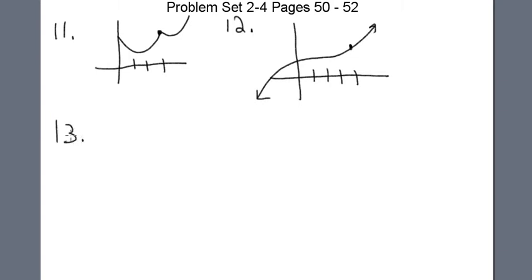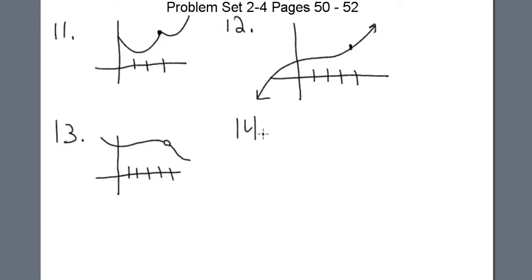13 has no value for x of 5, but has a limit as x approaches 5. No value, but still has a limit. That means we have a removable discontinuity at 5. Something like that.